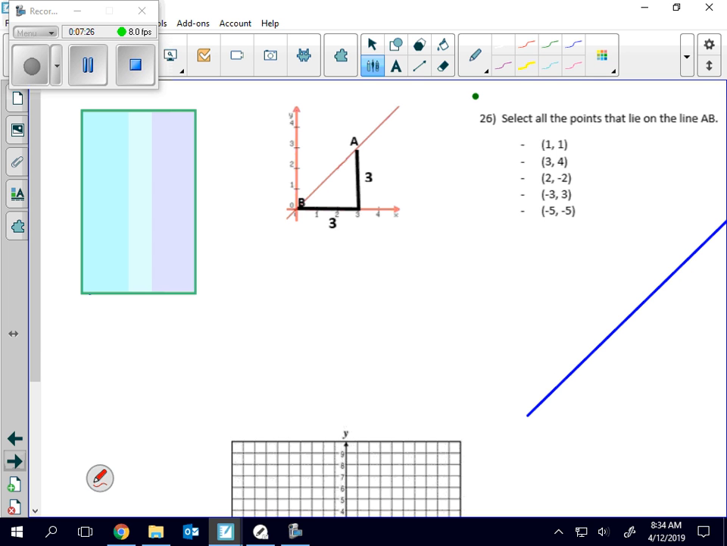26, select all the points that lie on the line AB. So here's our line AB, and I want to find out which points do. The first couple are kind of easy to find out if they work or they don't work. We've got the point 1, 1. If I plot it, I see, oh yeah, it's on the line. 3, 4, if I go over 3 and up 4, I see it doesn't lie on the line. So this one's a yes, this one's a no.